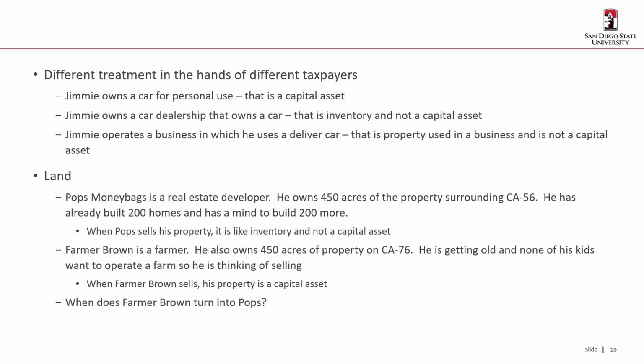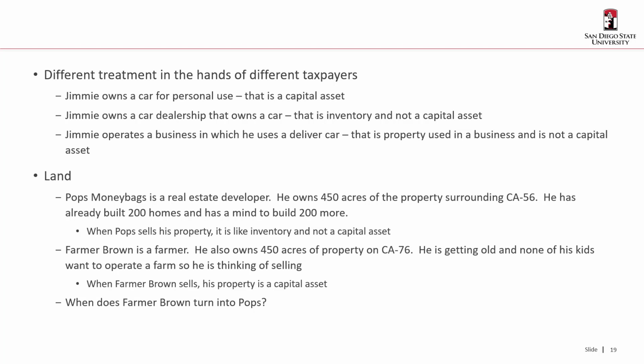Jimmy owns a car dealership that owns a car. Well, car dealerships, a car would be inventory for them. And since we know inventory is not a capital asset, then in this instance, it would not be a capital asset for the car dealership. If Jimmy operates a business in which he uses a delivery car, that is property used in a trade or business, and as a result is not a capital asset. So you can see that its use can affect its classification.